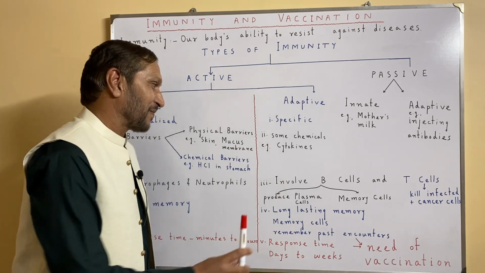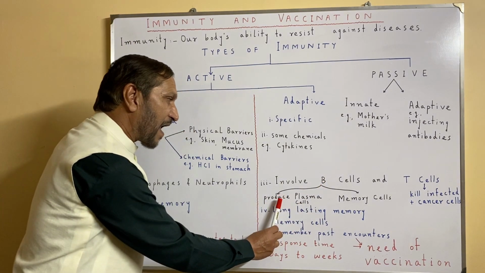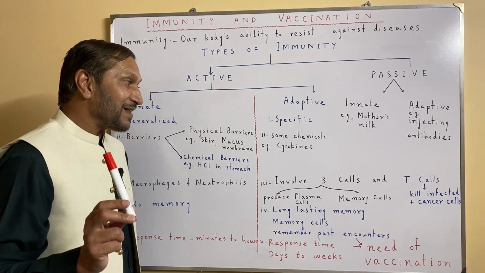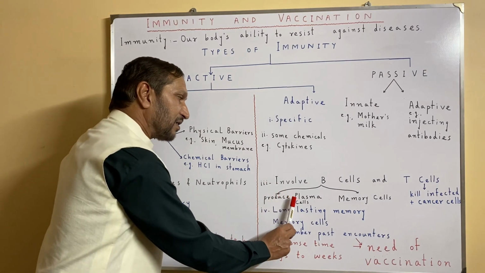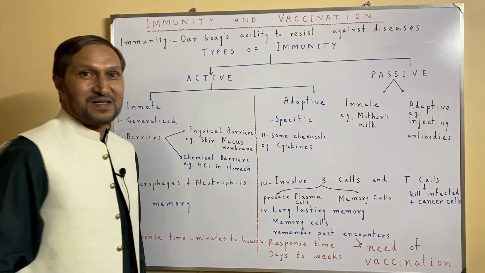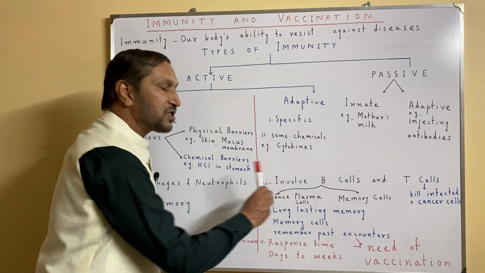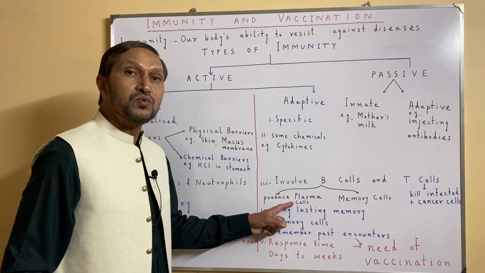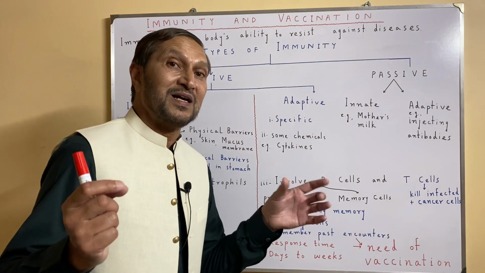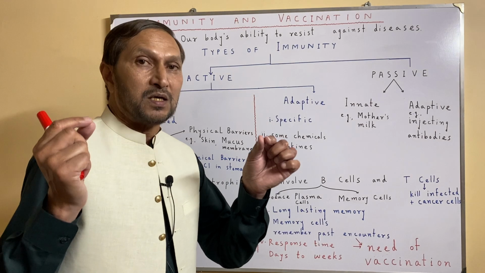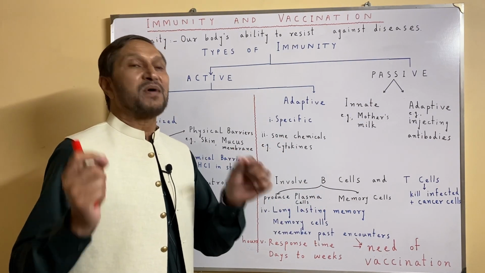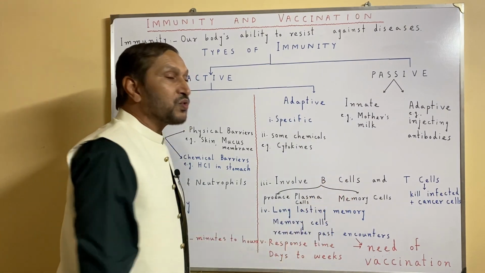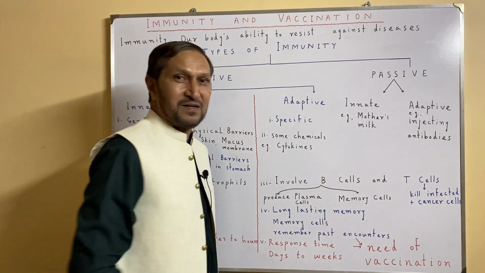So now the B cells will produce antibodies, or they will turn into plasma cells. The B cells can change into plasma cells, and the function of the plasma cells is to secrete and produce a large number of antibodies against that specific antigen, against that specific pathogen. Another thing is that the B cells produce memory cells.